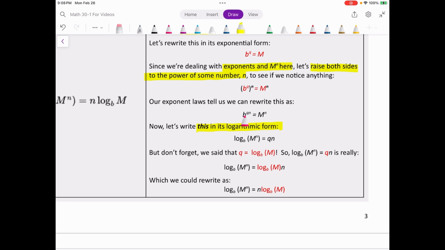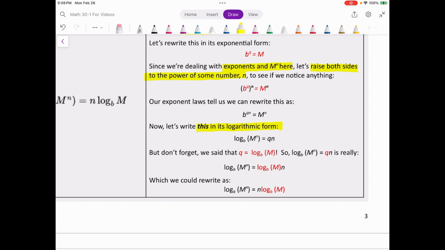Because now what we see is that b to the power of qn equals m to the n. Remember, this to the power of this equals this. Do you see how this is saying the same thing as this? This one's just logarithmic and this one's exponential. b to the power of qn equals m to the n. Well, that's what we had here.